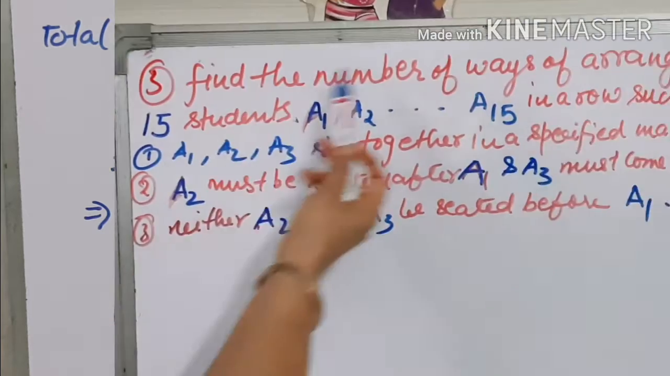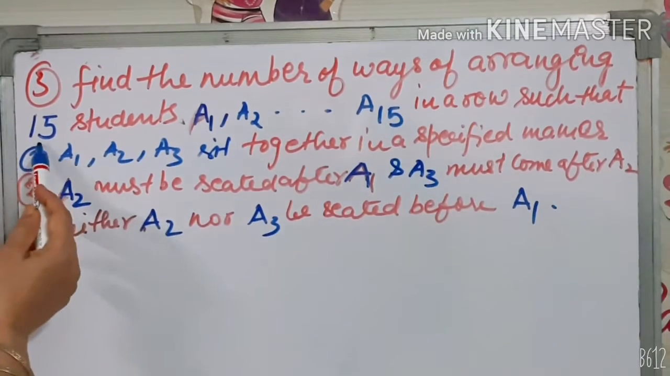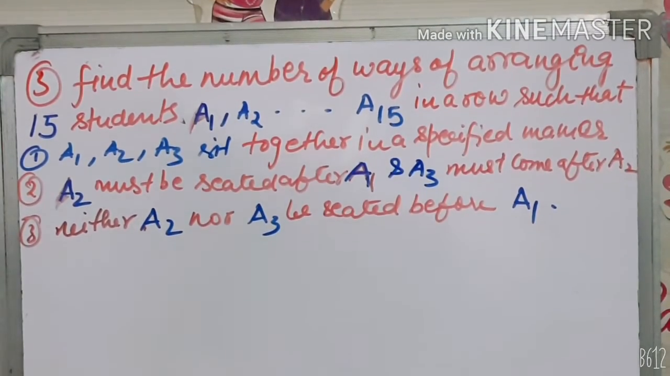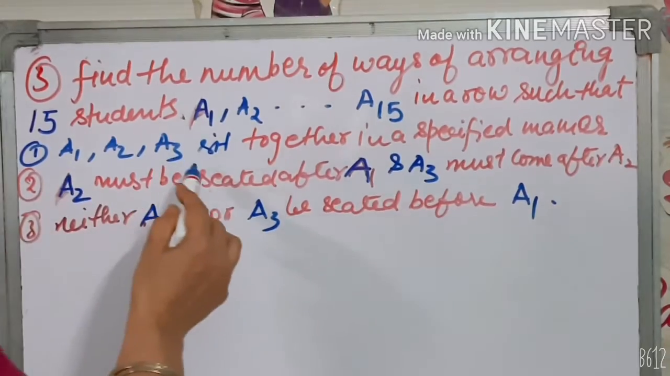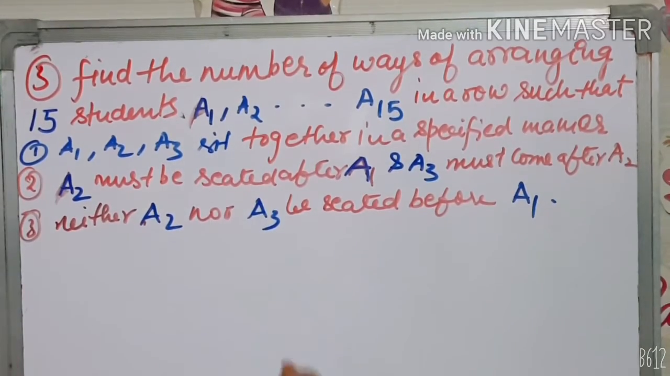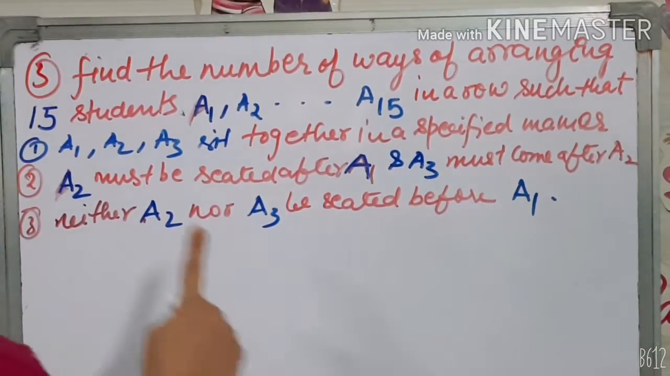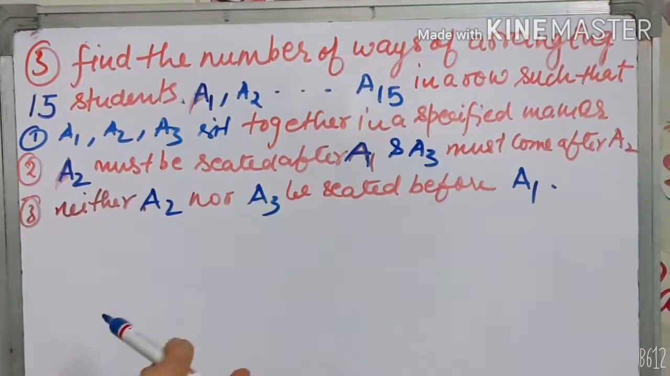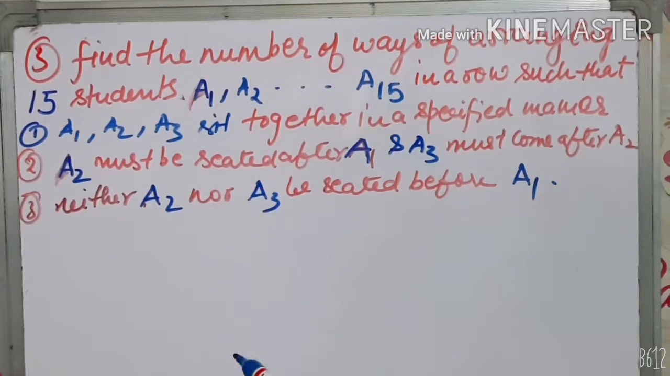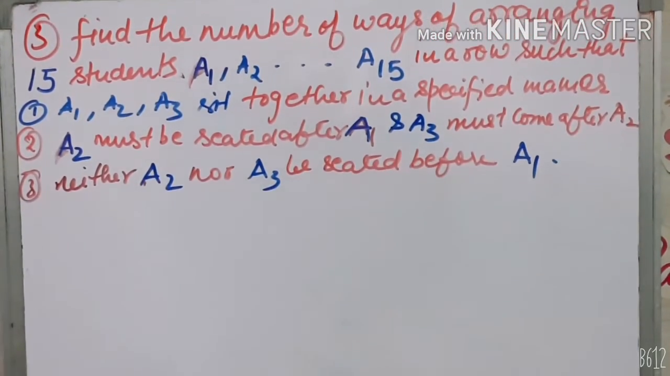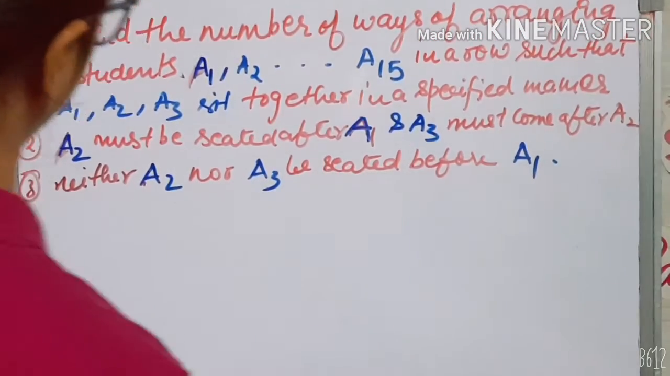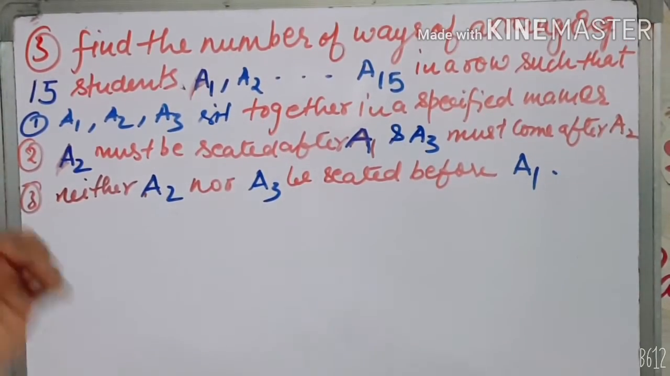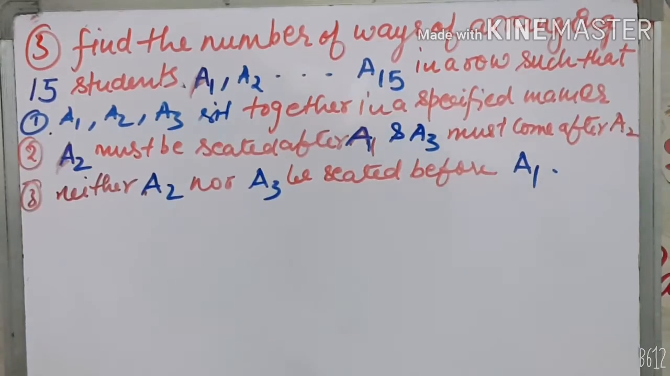Make a note. Find the number of ways of arranging 15 students A1, A2, up to A15 in a row such that, first, A1, A2, A3 sit together; second, A2 must be seated after A1 and A3 must come after A2; third, neither A2 nor A3 be seated before A1. They mention what the arrangement should be.